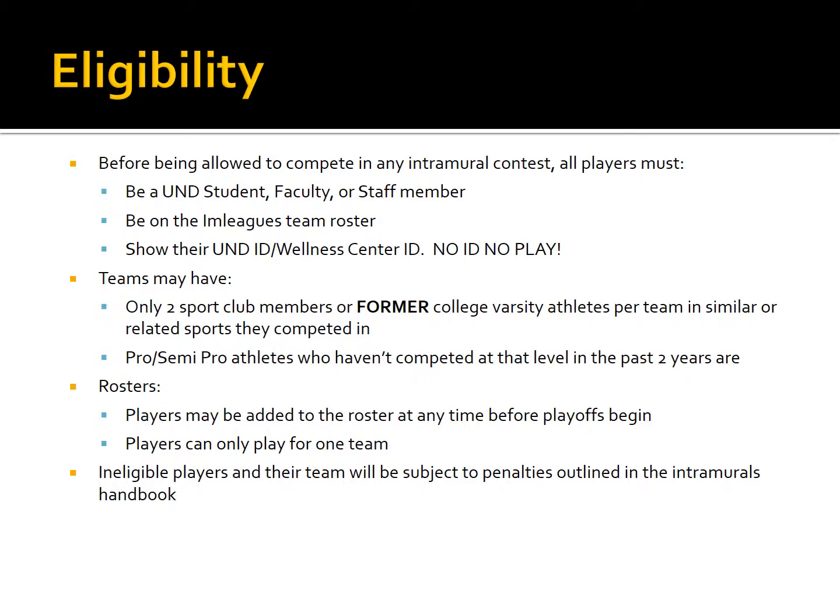Teams may have only 2 sport club members or former college varsity athletes competing in similar or related sports, or pro or semi-pro athletes that haven't competed at that level in the past 2 years. Players can be added to the roster at any time before playoffs, but they can only play for one team. Ineligible players' contests will subject themselves and their team to penalties outlined in the intramural handbook.